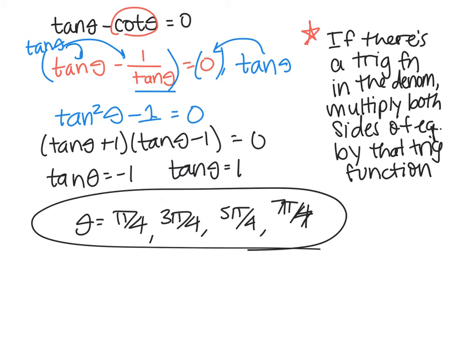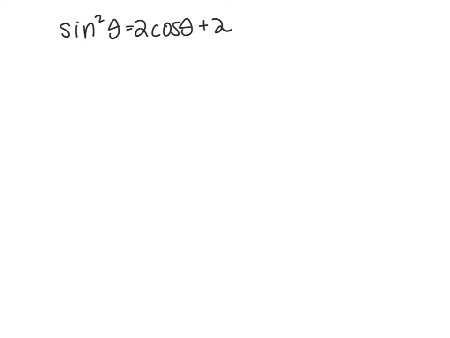And there's your final answer. Okay, so the last two use a quotient and reciprocal ID. We can also use our Pythagorean IDs.